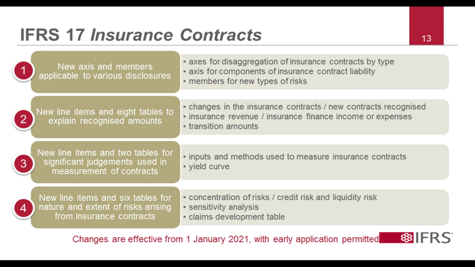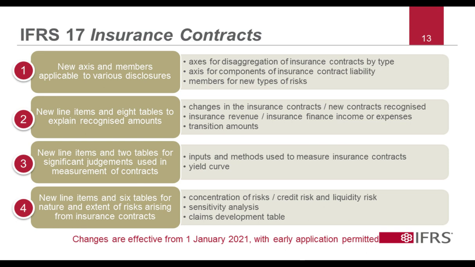And in addition to those elements, there were 3 axes and 16 tables created to allow the segregation that is required by IFRS 17. Secondly, we introduced new line items and 8 tables to enable reconciliation between amounts presented in the statement of financial position and statement of performance. In addition to that, there were also tables that provide information about transition amounts.